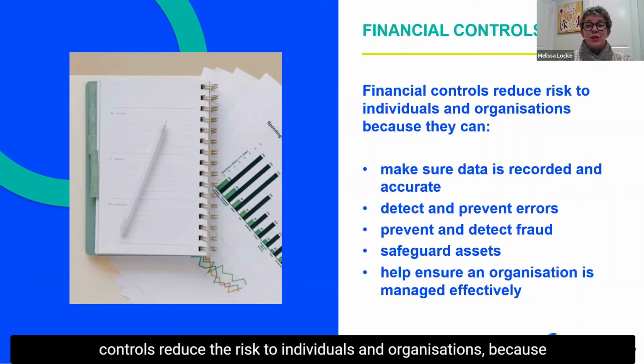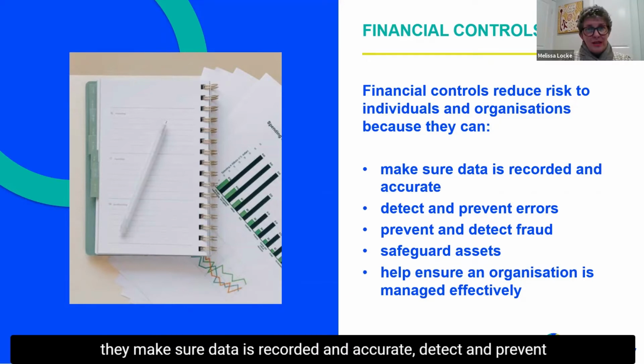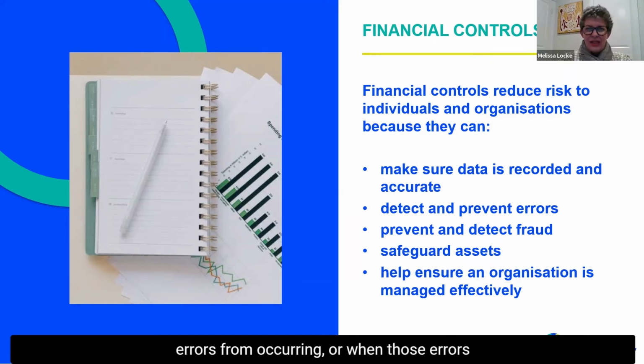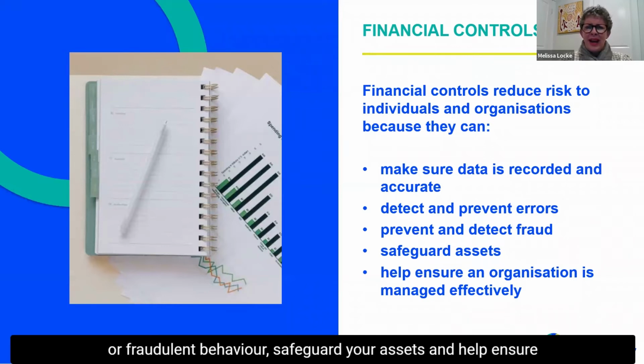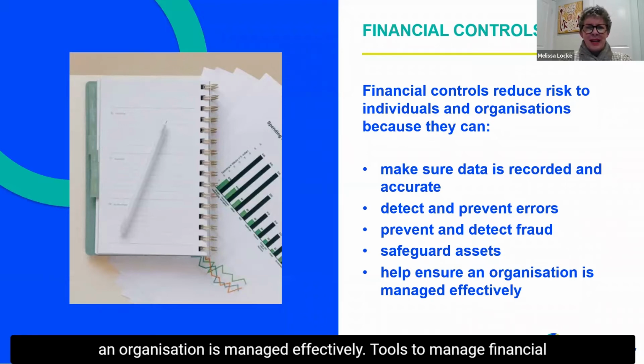Financial controls reduce the risk to individuals and organisations because they can make sure data is recorded and accurate, detect and prevent errors from occurring, or when those errors may occur, work out why they occurred, prevent and detect fraud or fraudulent behaviour, safeguard your assets, and help ensure an organisation is managed effectively.